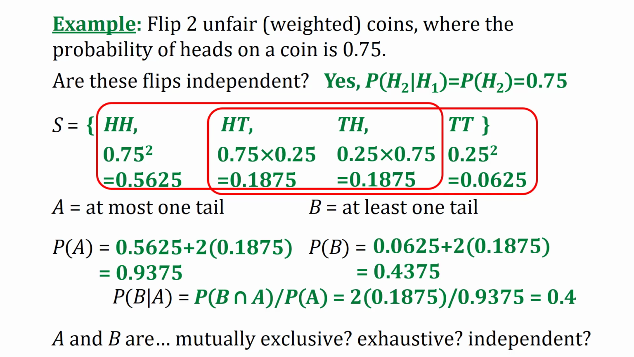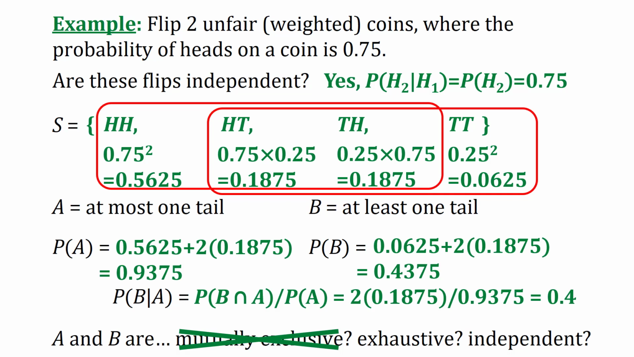And finally, I have a series of questions about the relationship between event A and event B. The first thing is, are A and B mutually exclusive? Mutually exclusive means there's no overlap between them. And we can see by my little picture or by the intersection that I just calculated, there is an overlap. They are not mutually exclusive because it is possible for both A and B to occur simultaneously.